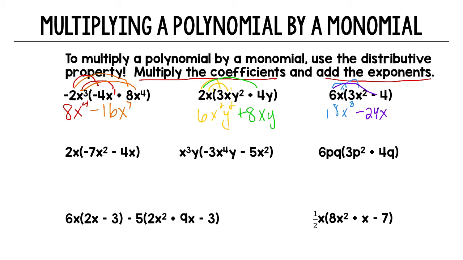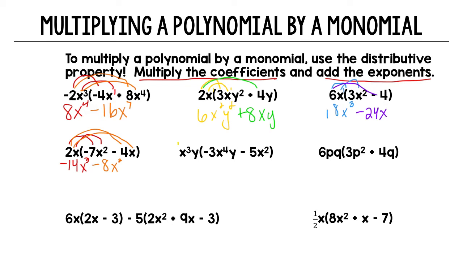All right, so first we've got 2 times -7, -14. x times x squared is x cubed. 2 times -4 is -8. x times x is x squared. Next one, try it.